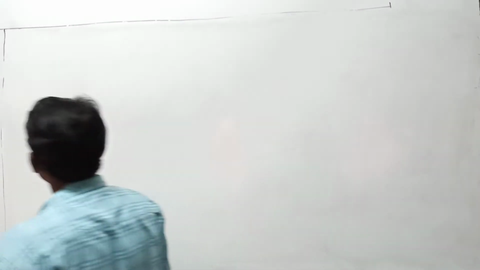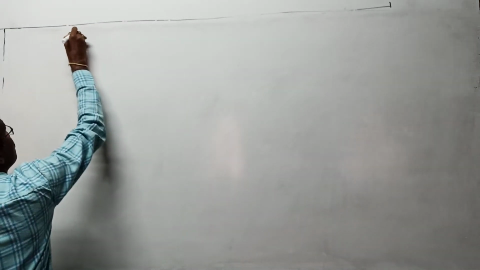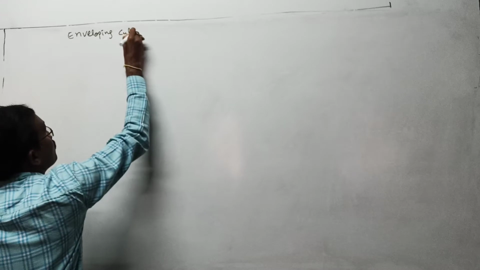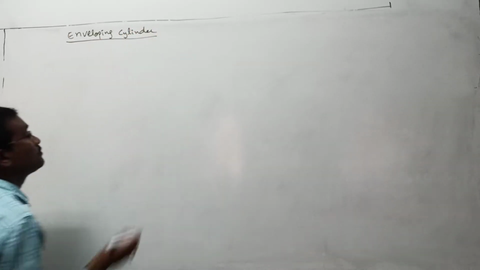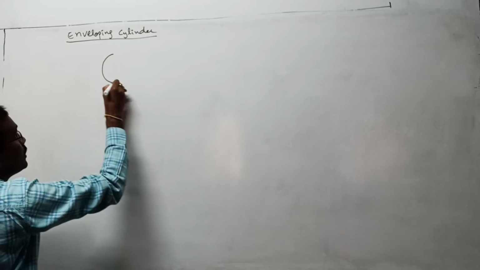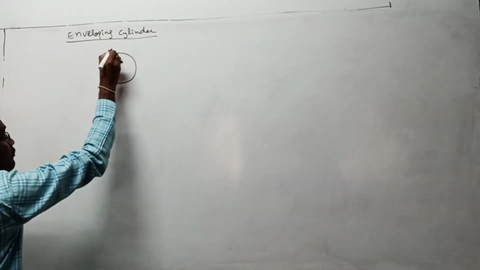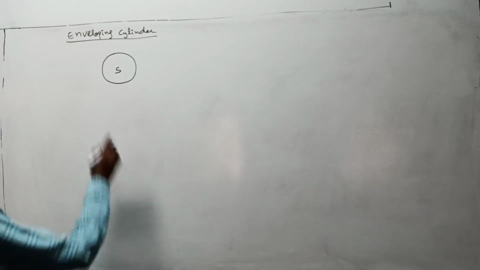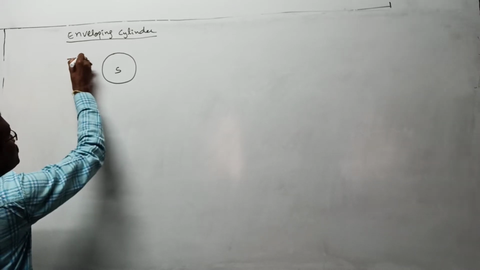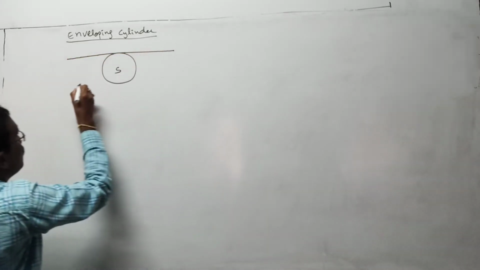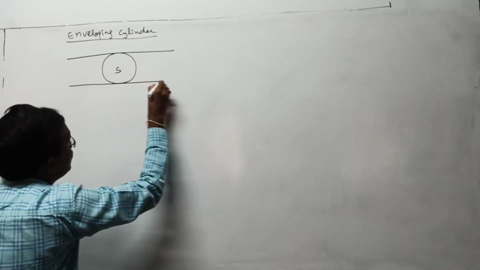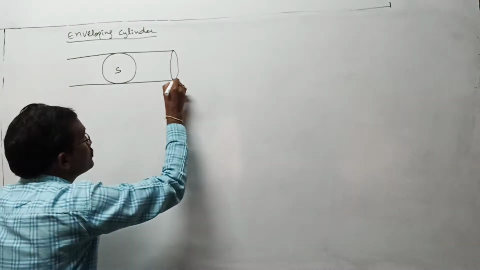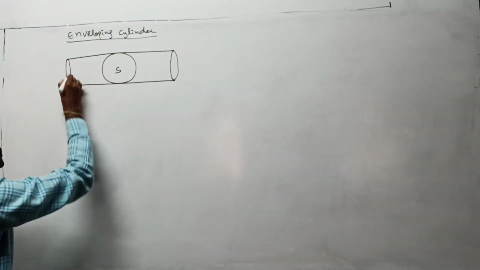Next, let us take the definition of enveloping cylinder. It is very simple. Let us take a sphere, we can call it a surface, a general surface, but in our syllabus in particular we are taking a sphere. For this sphere, whatever parallel tangent lines can exist, all those form one new surface. These are all parallel tangent lines to the sphere, which form a new surface. That new surface is called the enveloping cylinder.